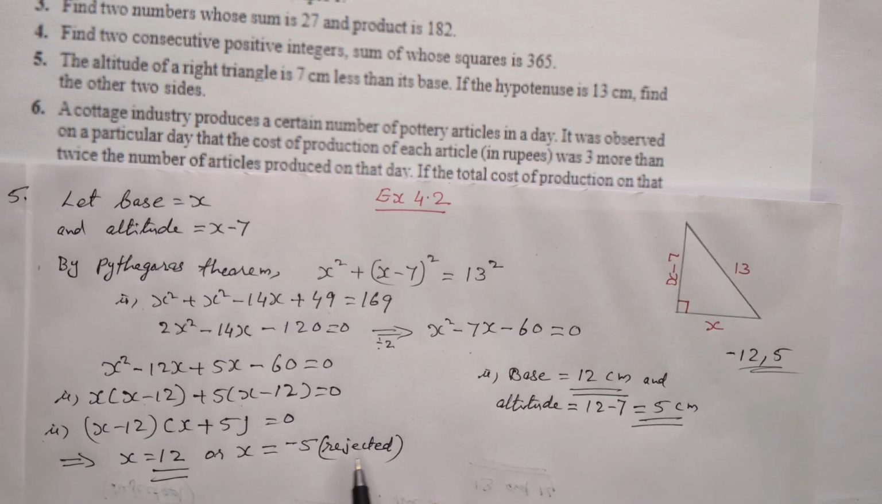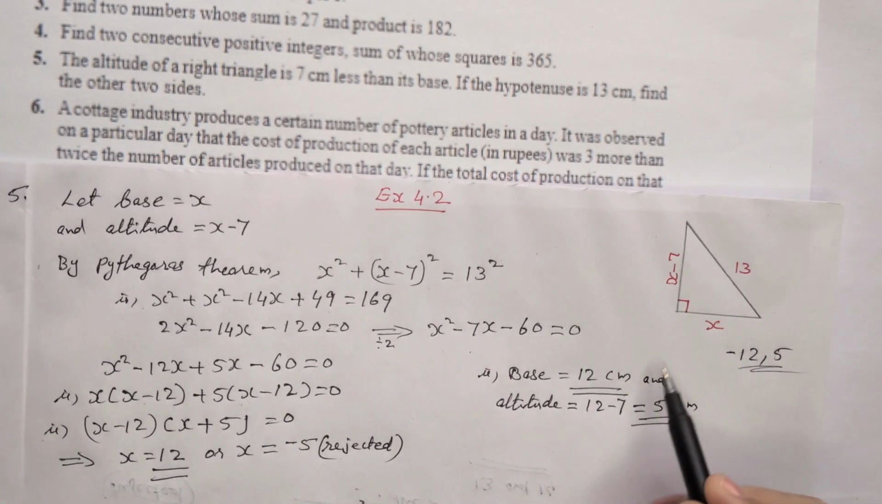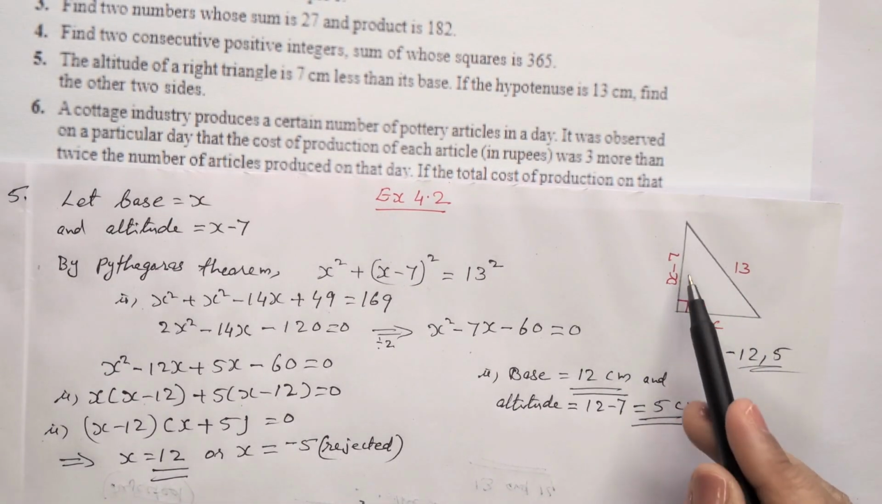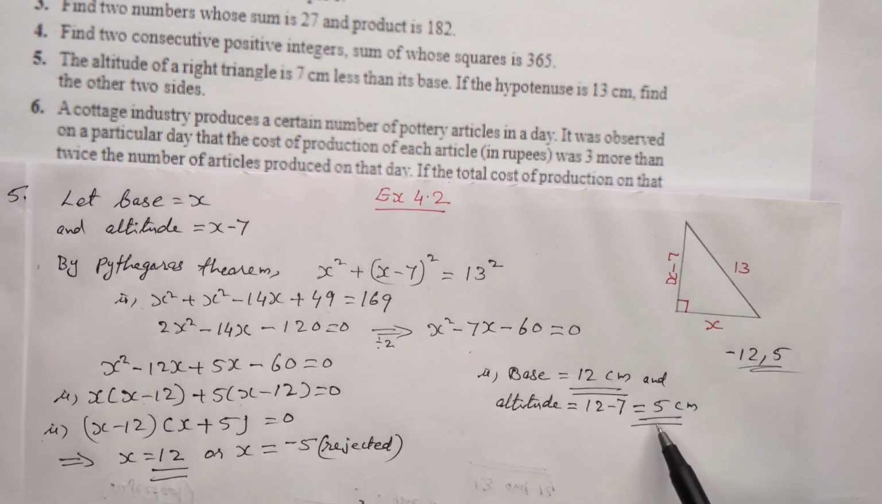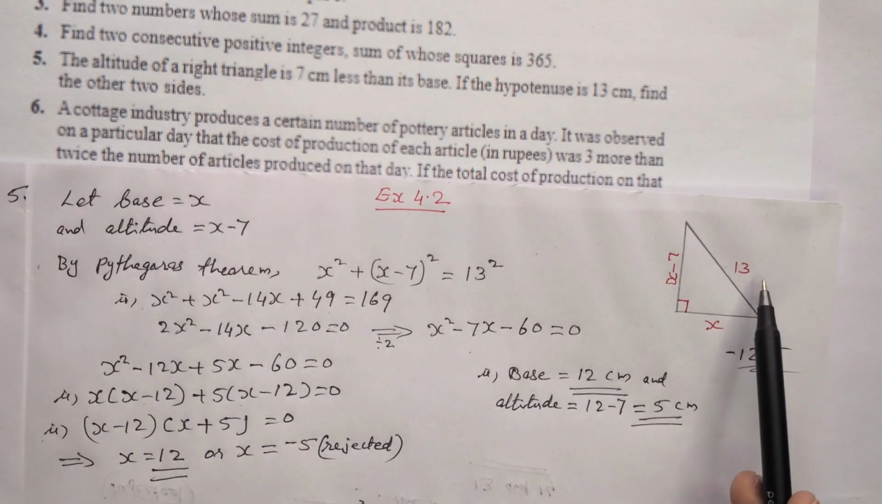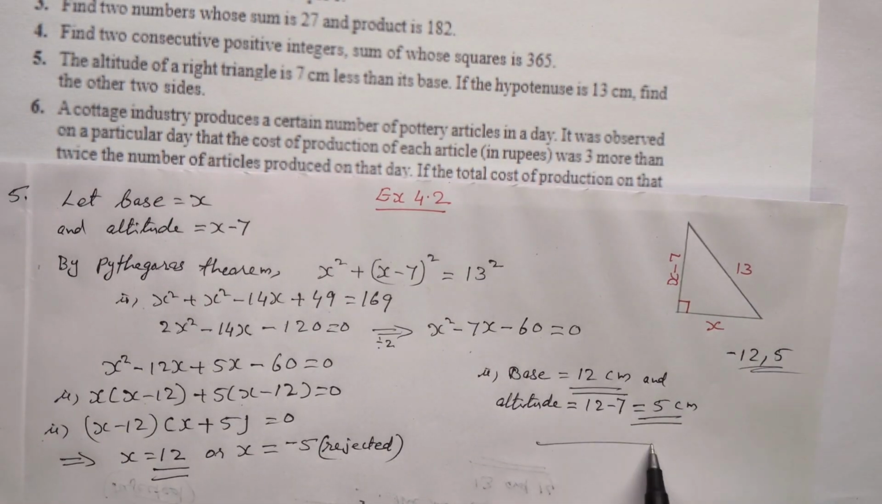Minus 5 rejected because the sides of the triangle cannot be a negative number. So that we can write there rejected. Here we are taking x is equal to 12. That means base is equal to 12 centimeter. Altitude is equal to 12 minus 7 is equal to 5 centimeter. So the sides of the triangle are 5 centimeter, 12 centimeter, and hypotenuse 13.